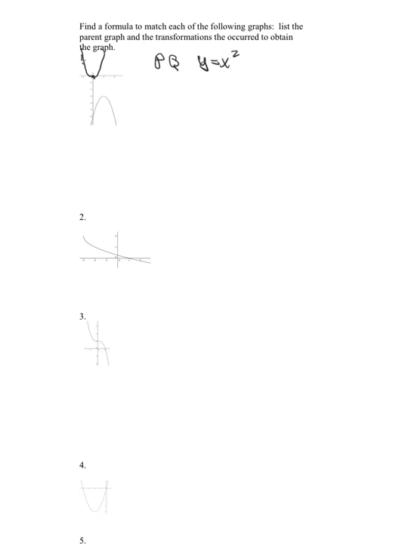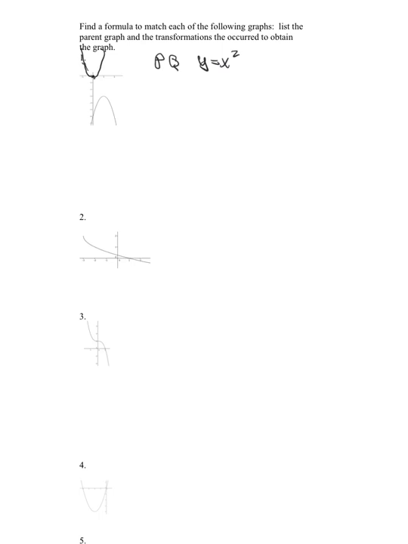I need to get it to flip upside down. I need it to move to the right. And I need to move it down. So I want to do that reflection before I move it up or down. I know that much. That up or down part is going to happen last.